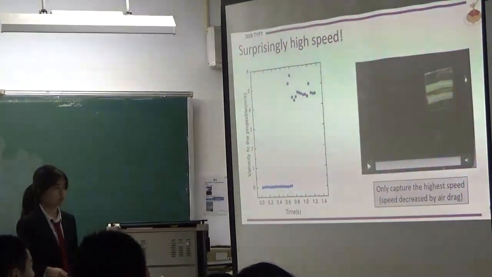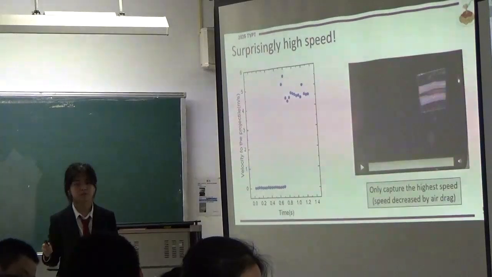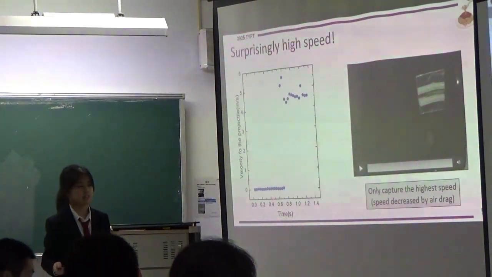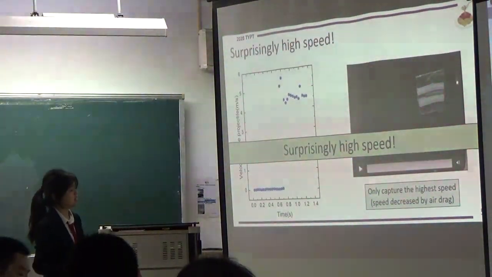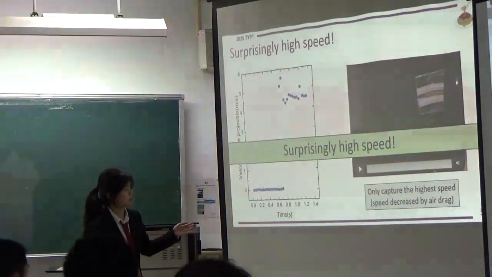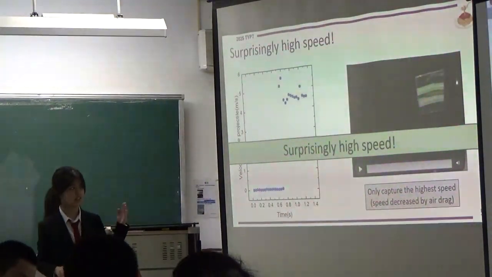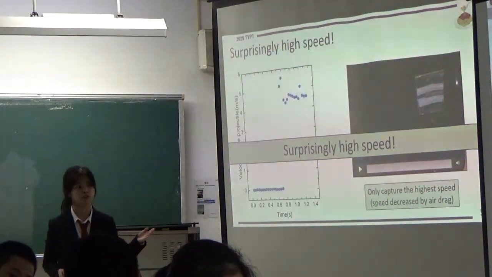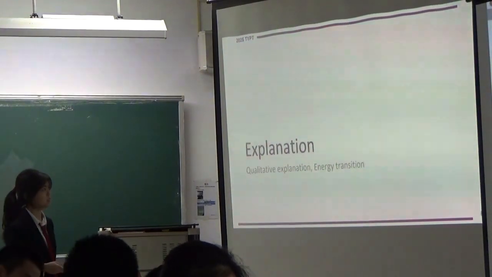And we only capture the highest speed of the graph because we want to minimize the deviation caused by air drag. As you can see in this chart, the speed of the spaghetti is about 4.5 meters per second. So it is a surprisingly high speed compared to the pushing speed. So next is about the explanation.